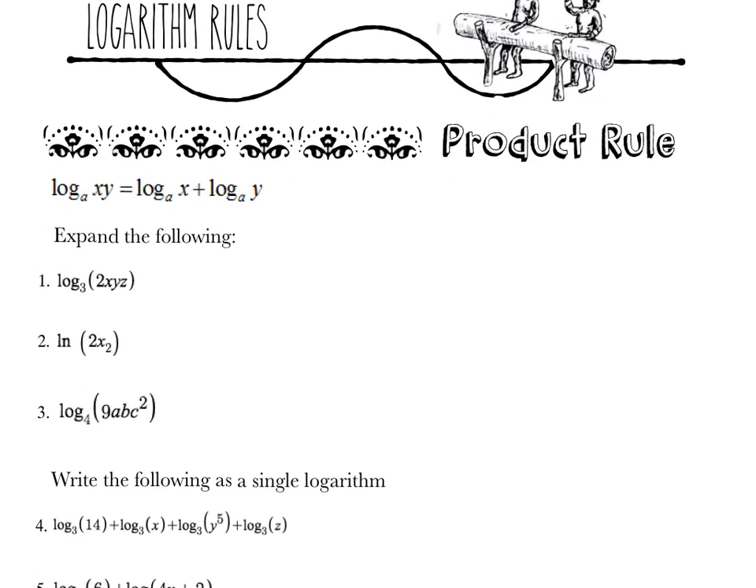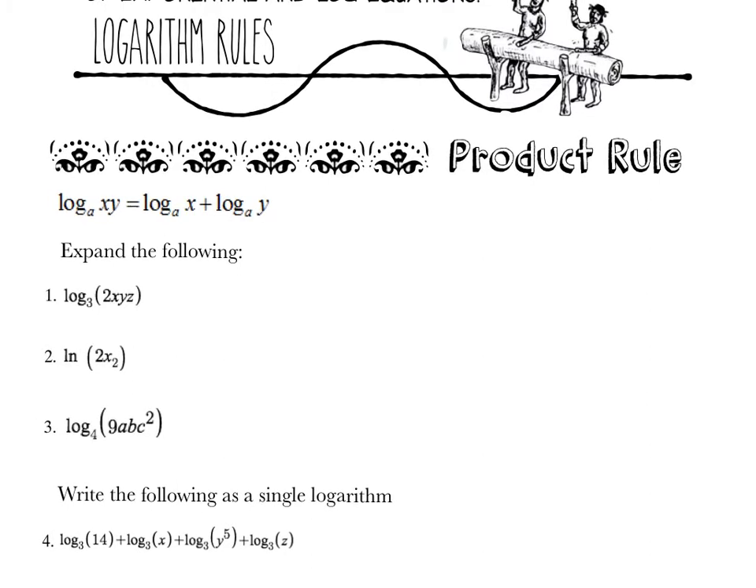Basically, this is it. If you have the log of something or the natural log of something, in this case, log base a of xy, and you are multiplying what's inside of those parentheses, you can rewrite that log as a sum of two logs. So the best way to really get to know this rule is to try it. Here's your first example, number 1.